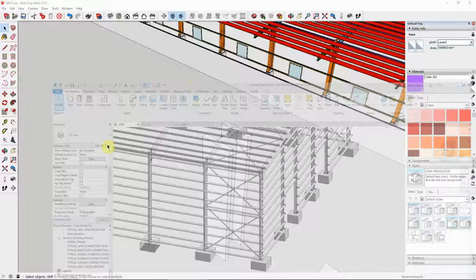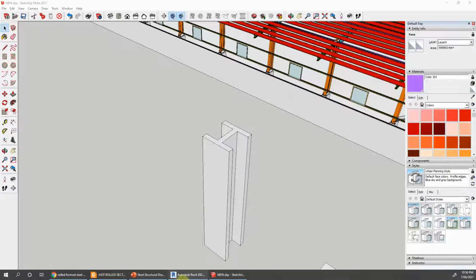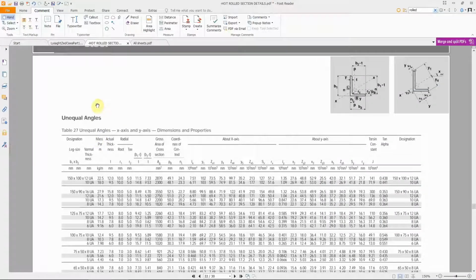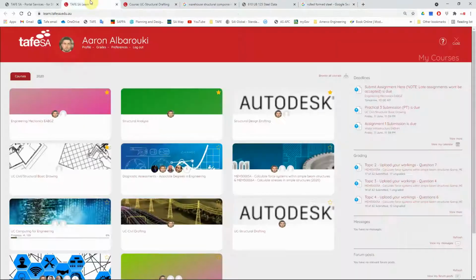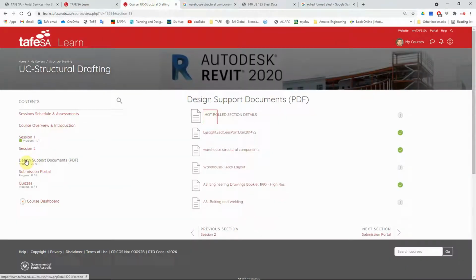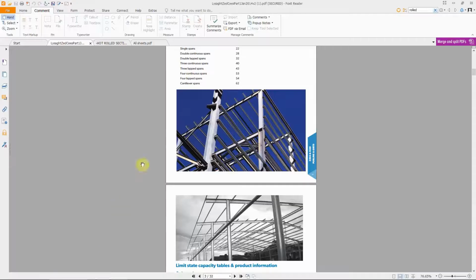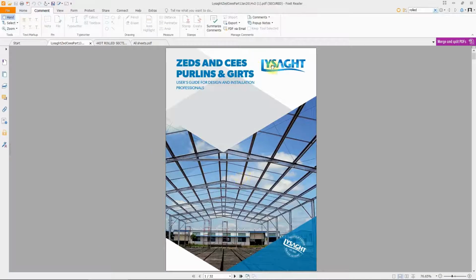Okay, so when we need to use those, let's go back here. Got the second document located exactly the same. If you go to your design support documents, we've got the second thing called LYSAGHT Z and Cs. Now, LYSAGHT is the company, the main manufacturer. This is the name of it. LYSAGHT is the largest manufacturer, part of BlueScope, the group of companies, and the main manufacturer for those.